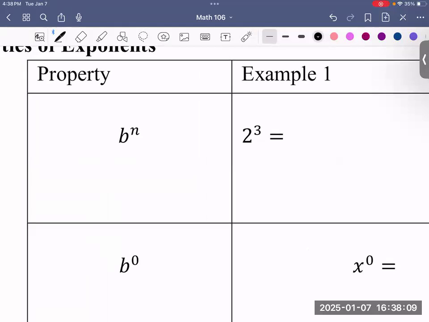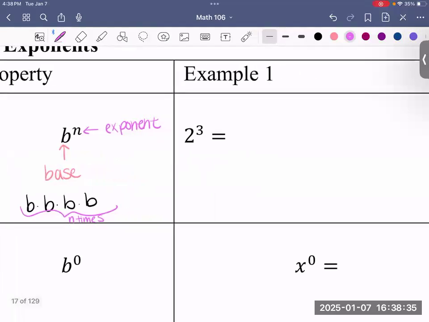When we look at b to the n, b is our base here, and n is our exponent. Now this is just saying, okay, well, whatever b is, we are going to multiply it by itself n times. So if we are looking at example 1, if we have 2 to the third, in this notation, we're just multiplying 2 three separate times. 2 times 2 is 4 times an additional 2, which is 8.